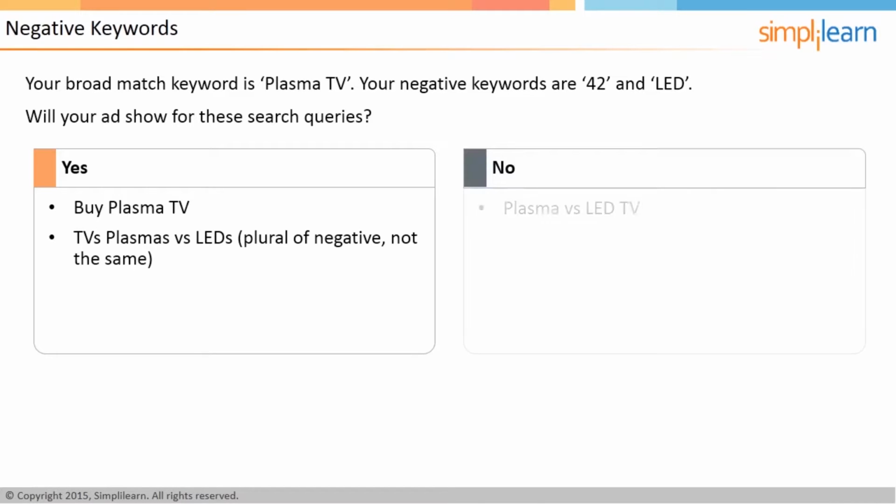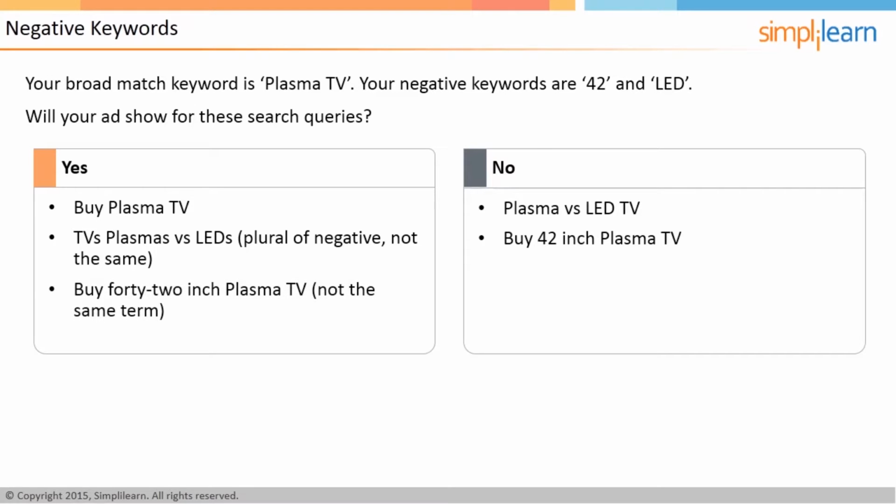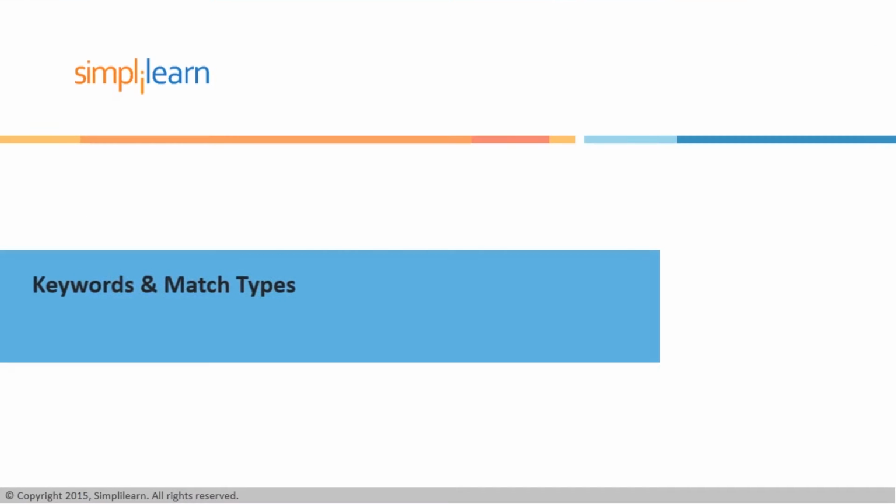Now, if someone searched for plasma versus LED TV, under our no column, LED is in the query. It's in your negative keyword list, so you would not show. The second example, buy 42-inch plasma TV. 42 is in the query, so your ad would not show for this. Now, if someone typed out buy forty-inch plasma TV, but they actually typed out the word forty, your ad would show because that's not the actual negative keyword. So as you have different match types and negative keywords, you're going to show for a large variety of queries.